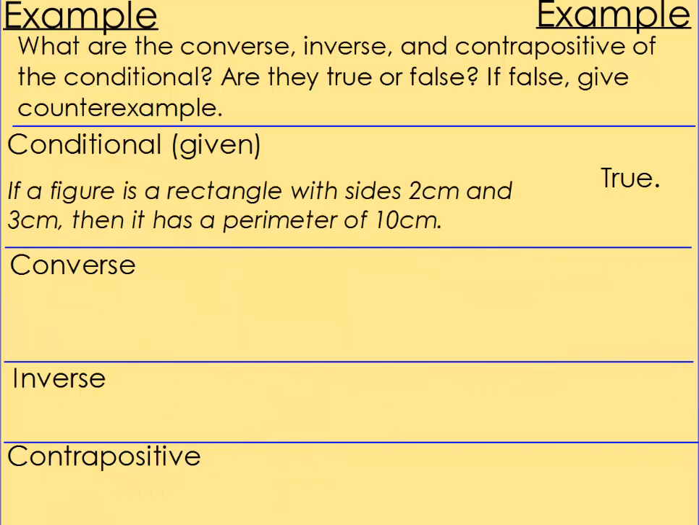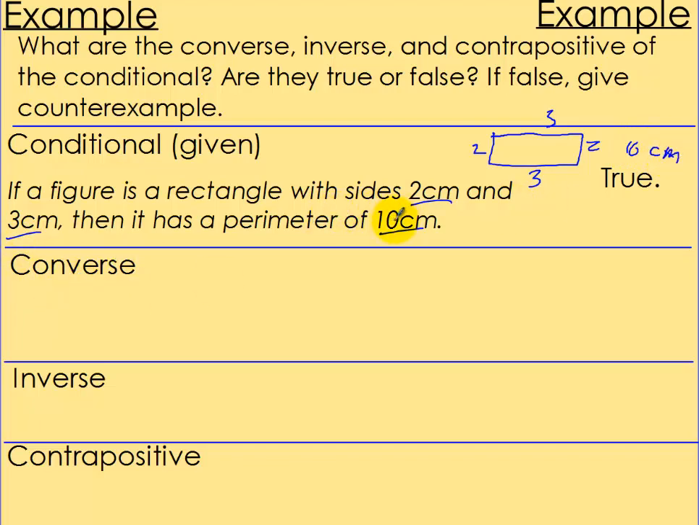So pause the video. All right, let's go. Same thing here. So the conditional is if a figure is a rectangle with sides of 2 centimeters and 3, then it has a perimeter of 10 centimeters. And that's true because we'll just draw the picture to help me out. So remember, we got 2 and 2 and 3 and 3 sides. So all those add up to 10. So that is true.